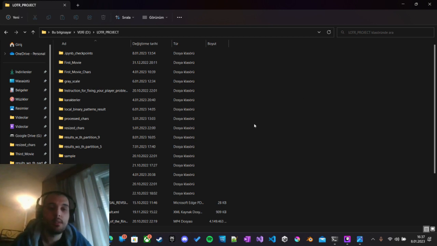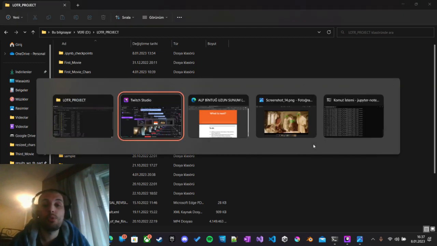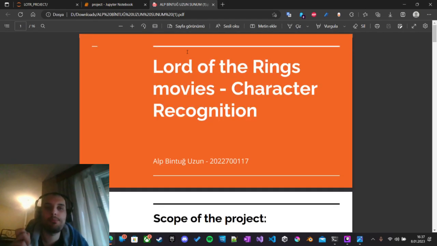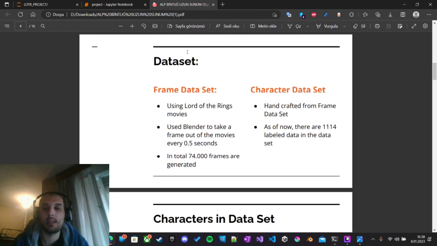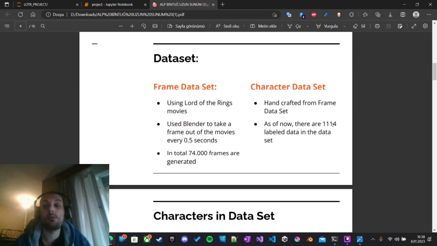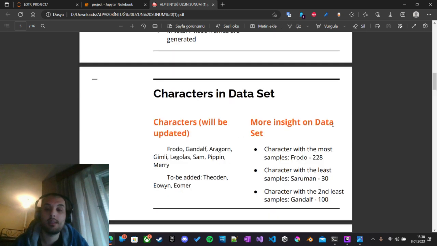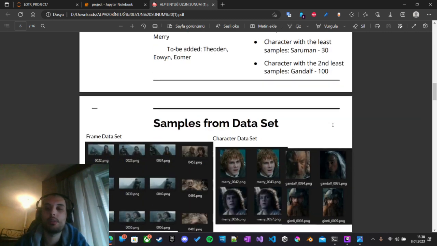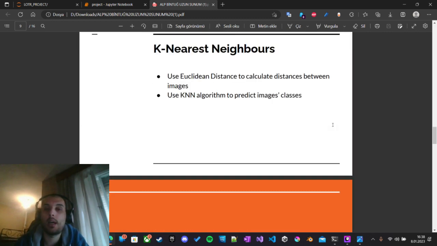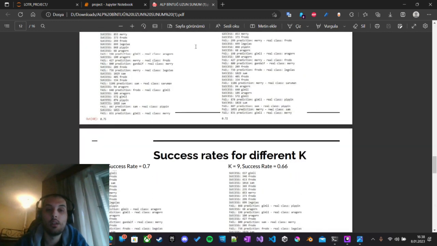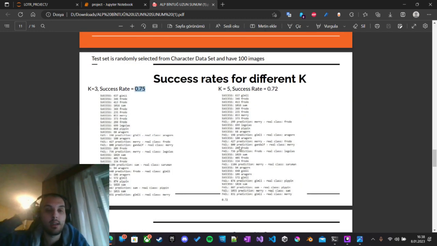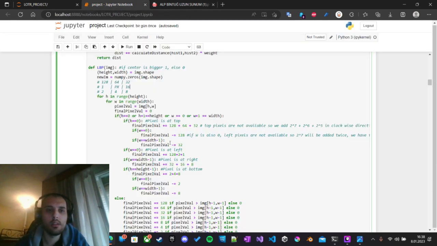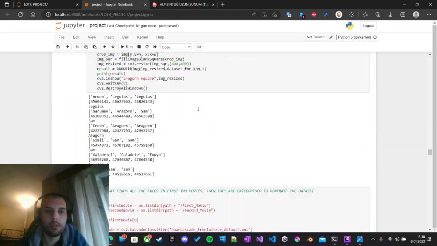My project is about Lord of the Rings movies character classification. I will briefly go over my progress presentation to talk about the progress that I have made since then. I told you that I had 1,000 characters in my dataset and that I would be adding more characters, aiming to have 2,000 characters in total. I talked about using k-nearest neighbors, and I had a 75% success rate on my test sets.